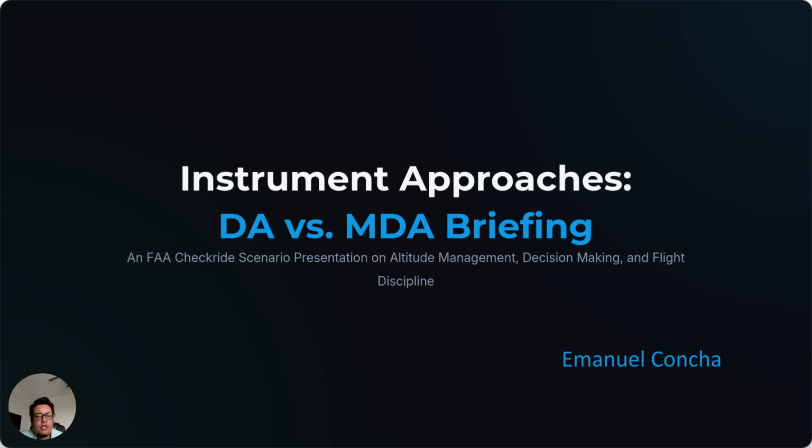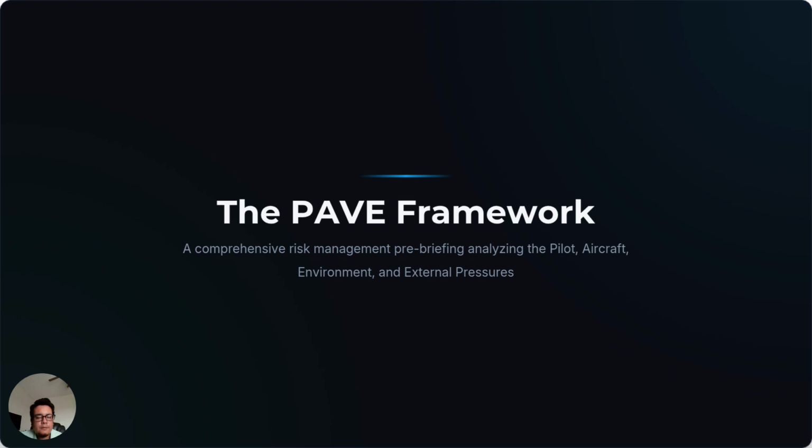I'm Emmanuel Concha. I'm going to be a little faster because I put so many slides and I have just a little time. But I'm going to explain to you instrument approaches, DA versus MDA briefing. This is going to be an FAA checkride scenario, like a mock checkride. We're going to go over altitude management, decision making, and flight discipline.